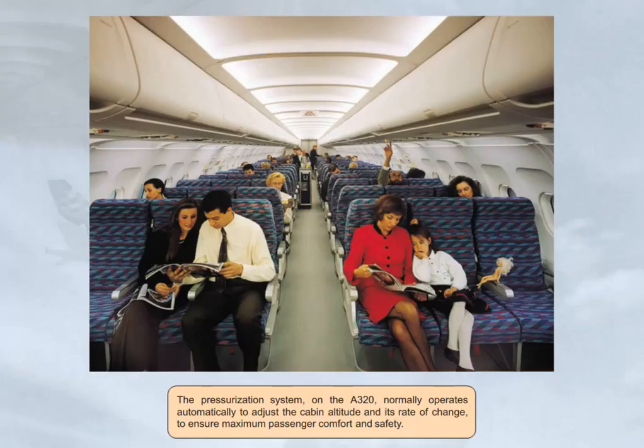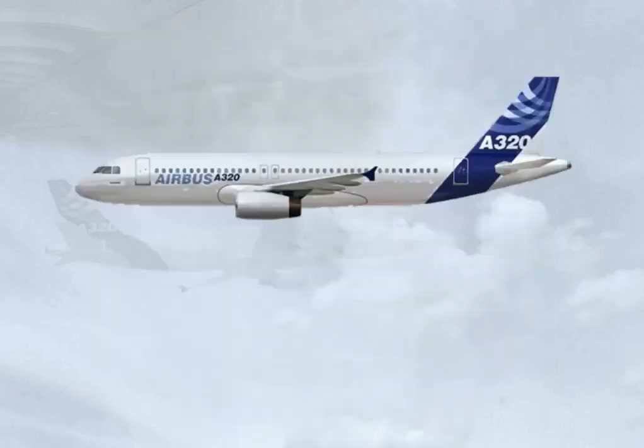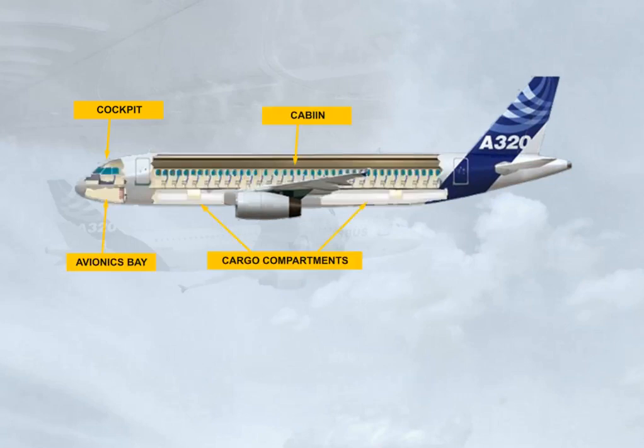The pressurization system on the A320 normally operates automatically to adjust the cabin altitude and its rate of change to ensure maximum passenger comfort and safety. The pressurized areas are the cockpit, the avionics bay, the cabin, and the cargo compartments.